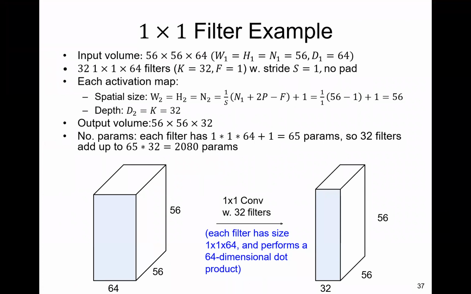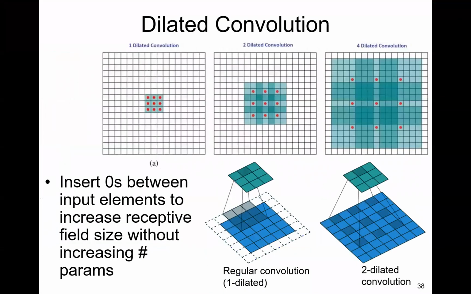Okay, let's continue. There are some more advanced convolution operations. This is dilated convolution. One dilated convolution is just a regular convolution. Two dilated convolution is when you add zeros in the middle between the input elements. And four dilated convolution is when you add additional zeros. The reason for this is to increase the receptive field size without increasing the number of parameters.